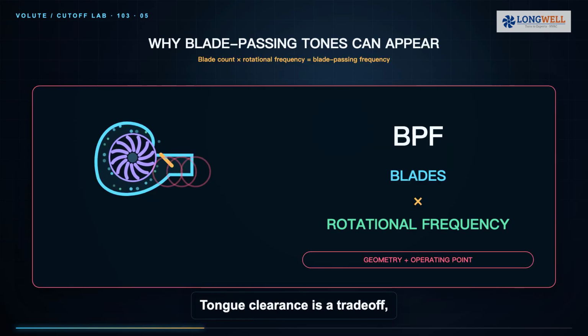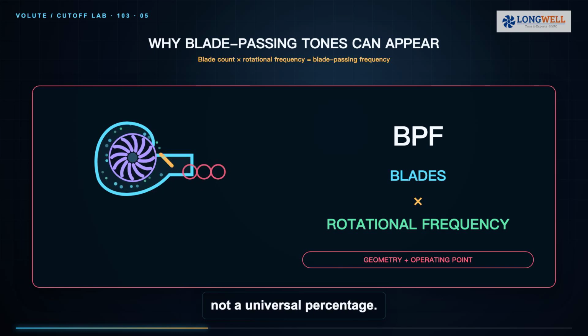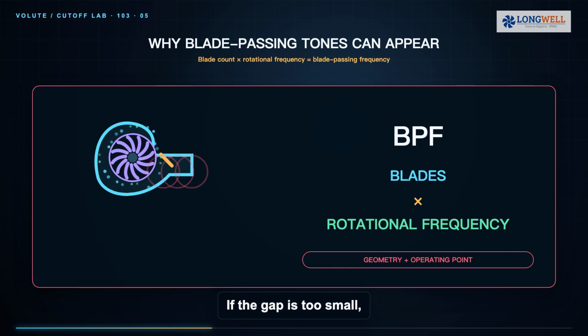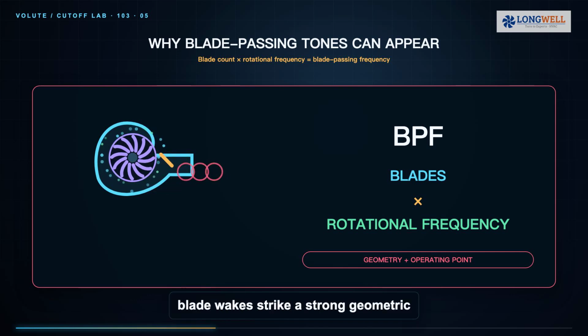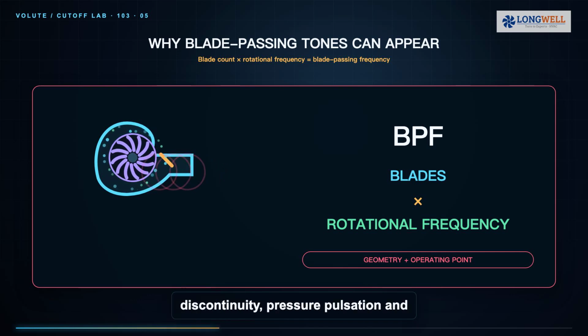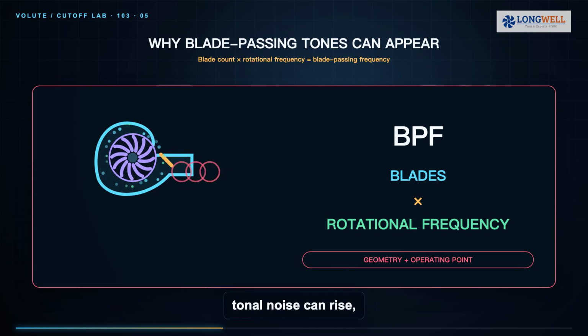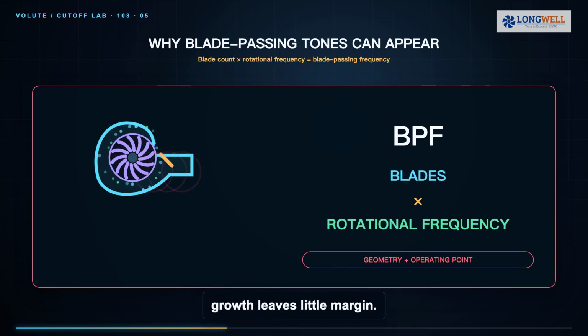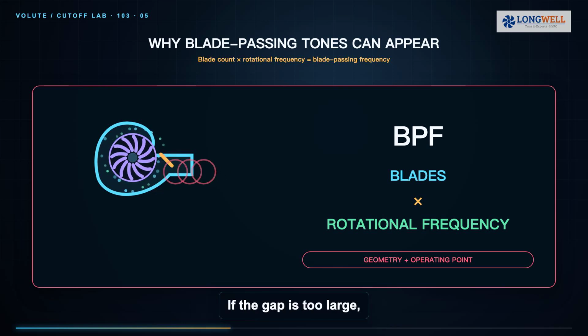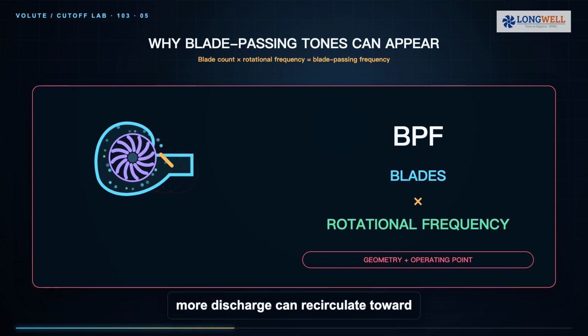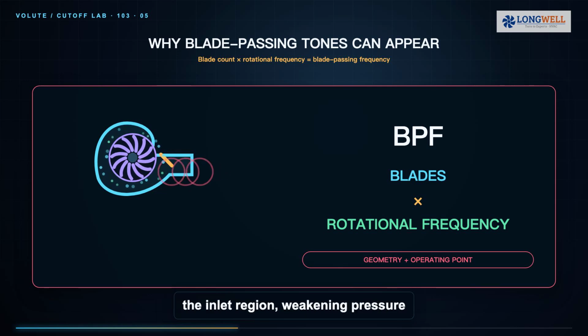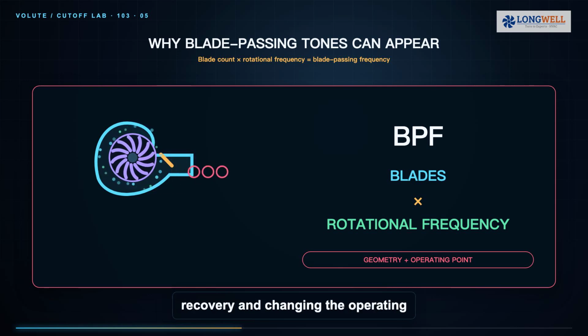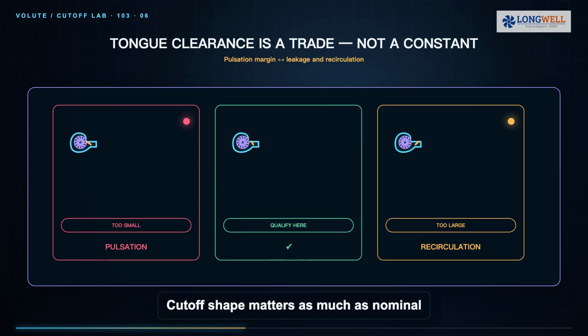Tongue clearance is a trade-off, not a universal percentage. If the gap is too small, blade wakes strike a strong geometric discontinuity, pressure pulsation and tonal noise can rise, and manufacturing runout or thermal growth leaves little margin. If the gap is too large, more discharge can recirculate toward the inlet region, weakening pressure recovery and changing the operating curve. Cutoff shape matters as much as nominal gap.